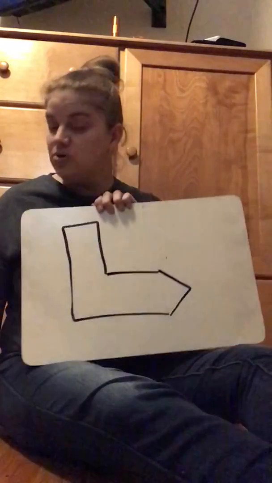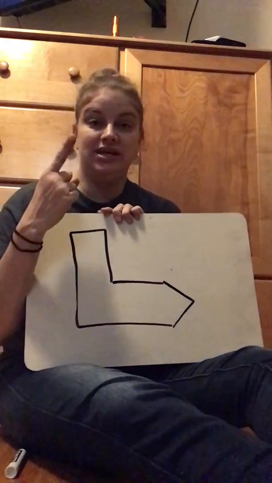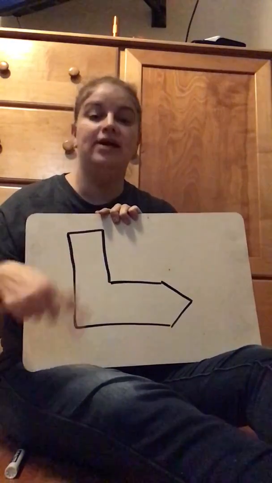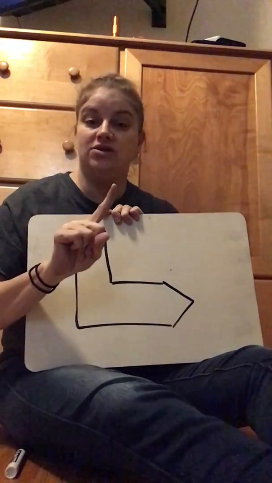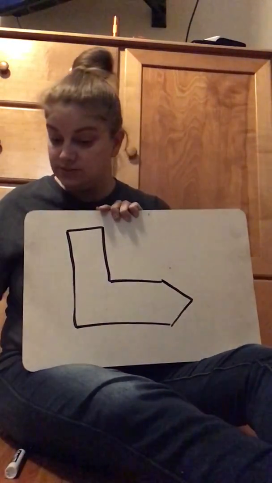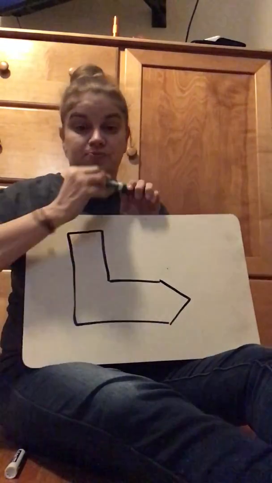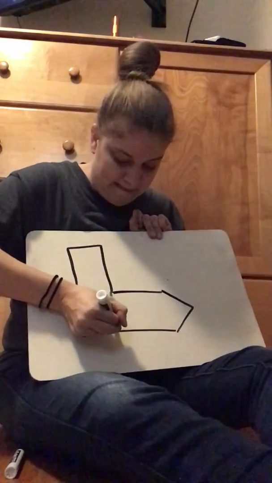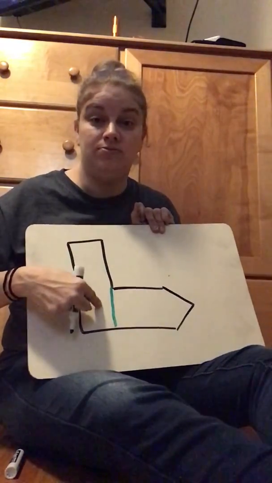Now I'm not going to draw the squares in it. But remember that we need to separate this into rectangles and triangles because that's what we understand and that's what we know how to find the area. So we have to separate it into rectangles and triangles. So what I would do is I would extend this line, and now I have a rectangle here.